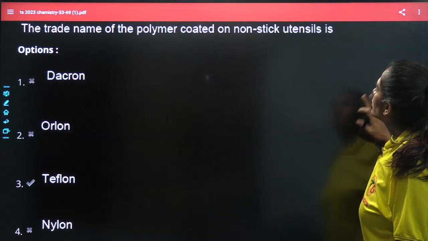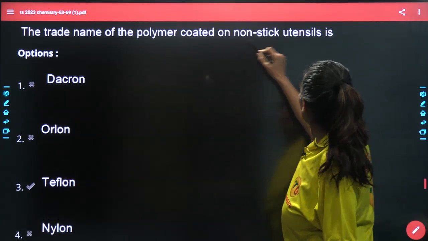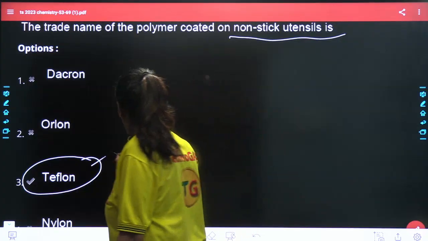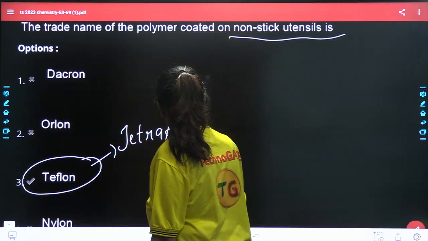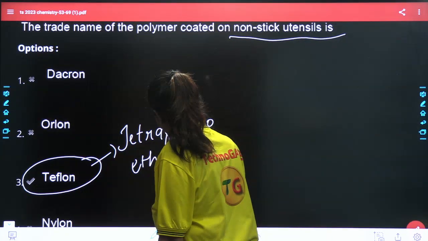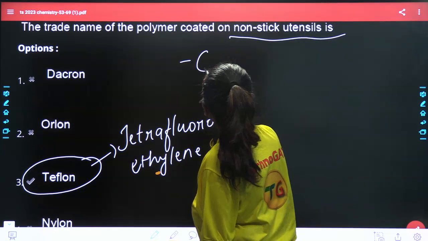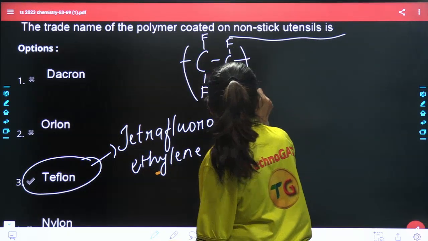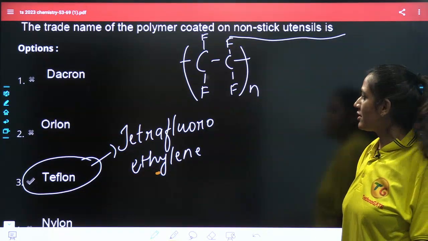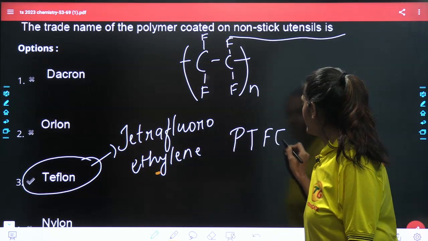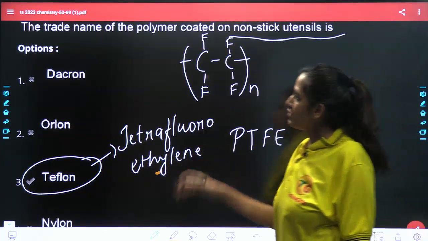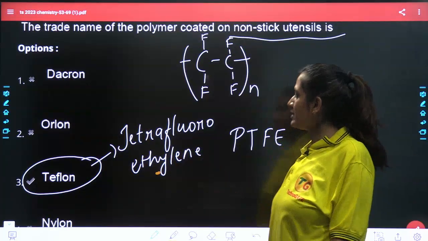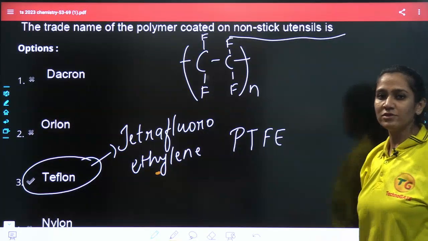The trade name of the polymer coated on our non-stick utensils is Teflon. Its chemical name is what? Tetrafluoroethylene. It is a polymer like this, where so many tetrafluoroethylene units will combine together. Polytetrafluoroethylene. So this is used in non-stick utensils, for coating utensils, as it is resistant to high temperature. Okay, so that's why it is used there. Clear? So Teflon is used over here. Okay, next question.